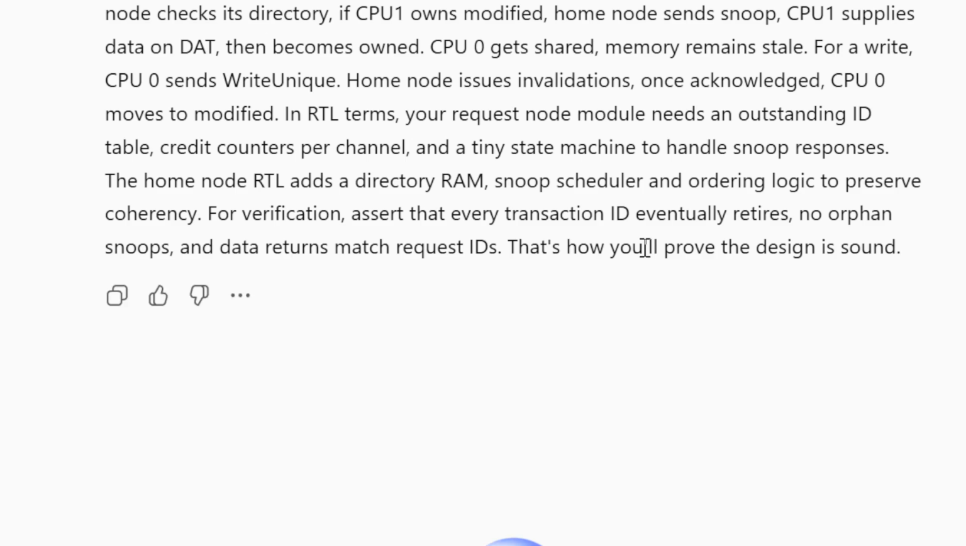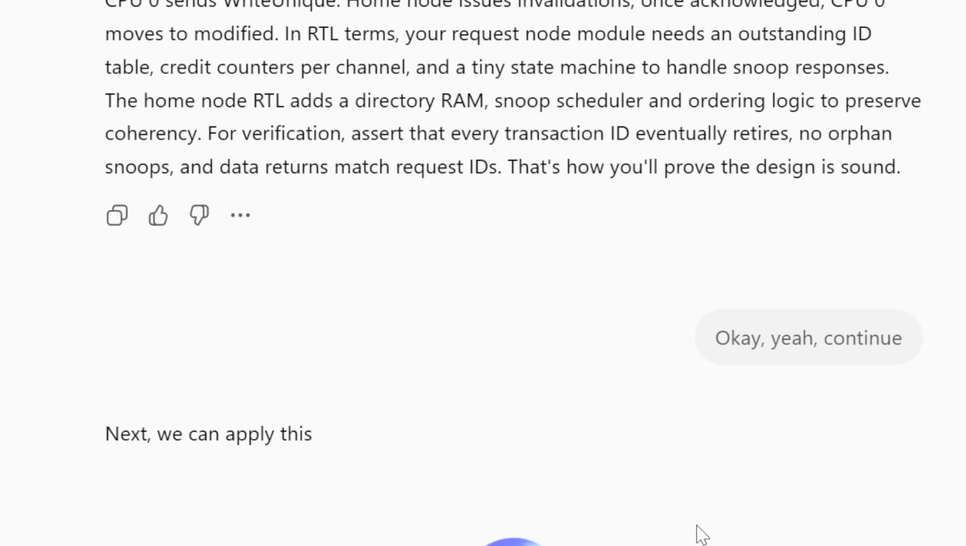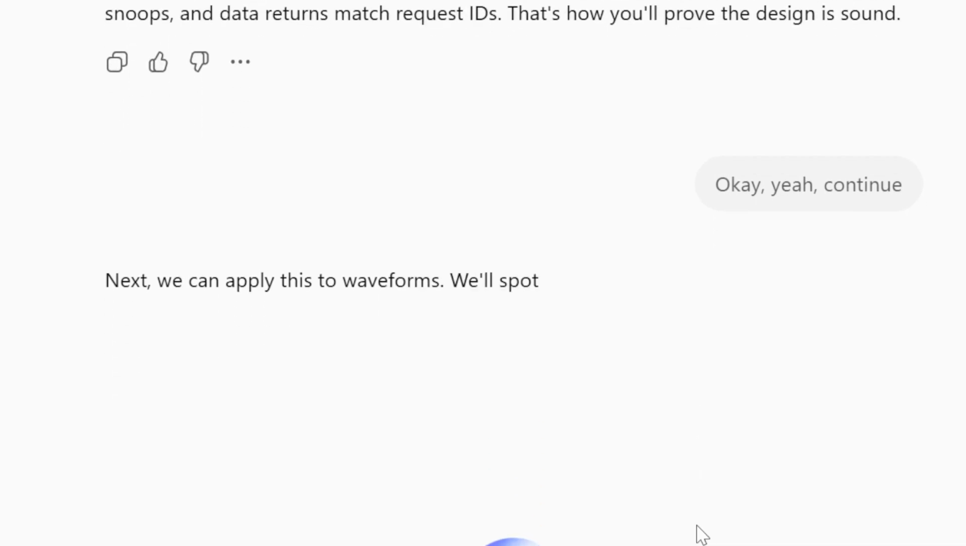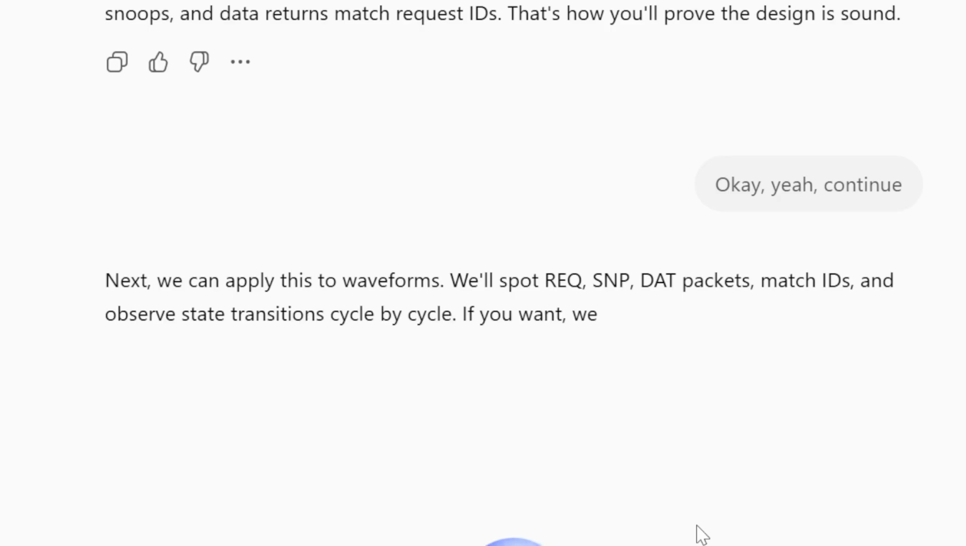Okay, yeah, continue. Next, we can apply this to waveforms. We'll spot REQ, SNP, DAT packets, match IDs, and observe state transitions cycle by cycle. If you want, we can also draft a tiny pseudo RTL snippet for a request node to show outstanding ID tracking in practice.